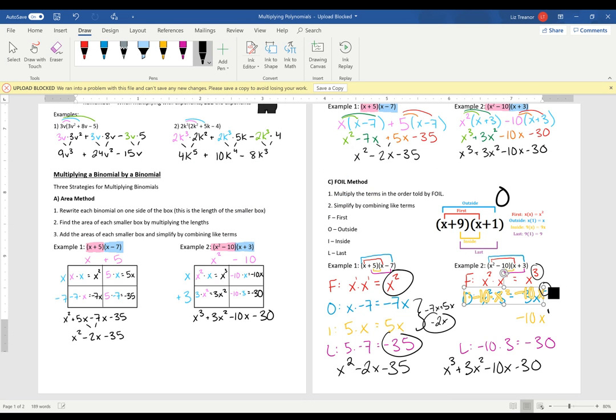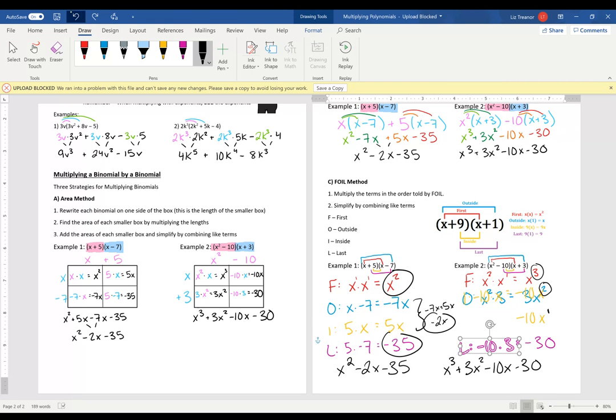Okay, but that is FOIL. You can also use the video that I attached from Flocabulary to help you remember these steps. Hope that's helpful.